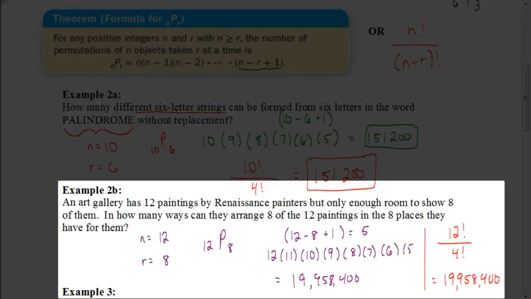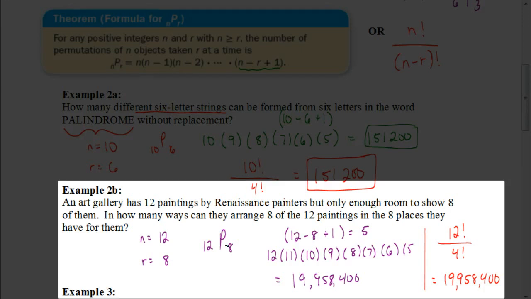Okay, let's see how you did here. So in this situation, there is a total of 12 paintings, and out of those 12, you're going to be selecting 8 of them. So we could write this as 12 permutation 8. And you could do this using either method.